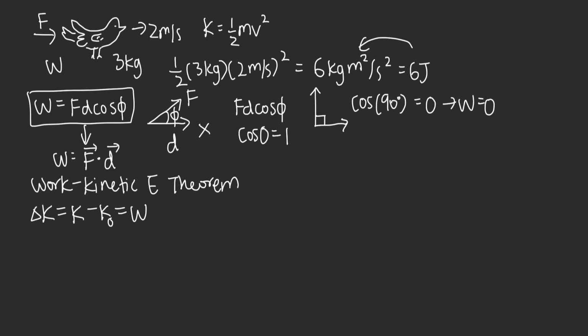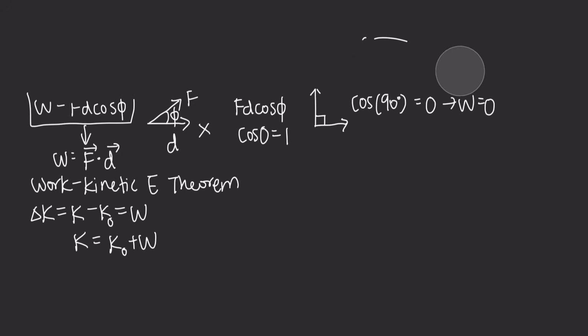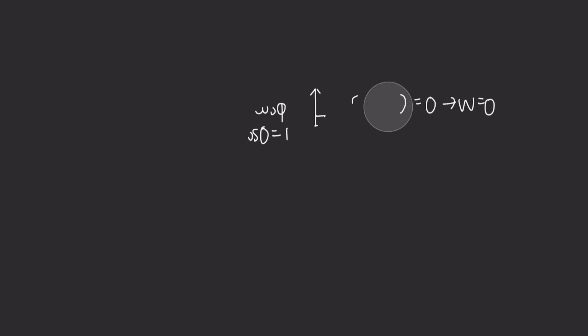We can also rewrite this as the final kinetic energy is equal to the initial kinetic energy plus the work done. And this just tells us that the kinetic energy after the net work is done is equal to the kinetic energy before the net work is done plus the net work done on the object. So we can now apply this to a problem.